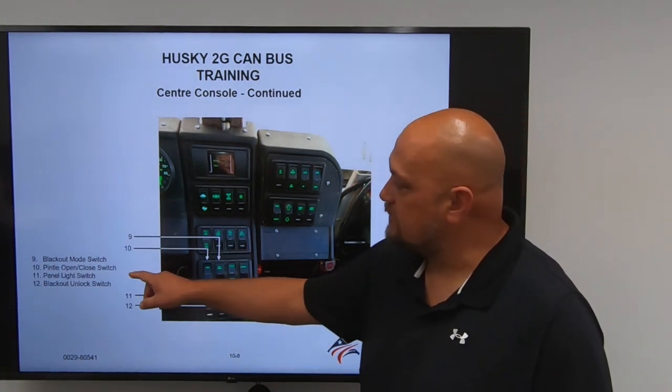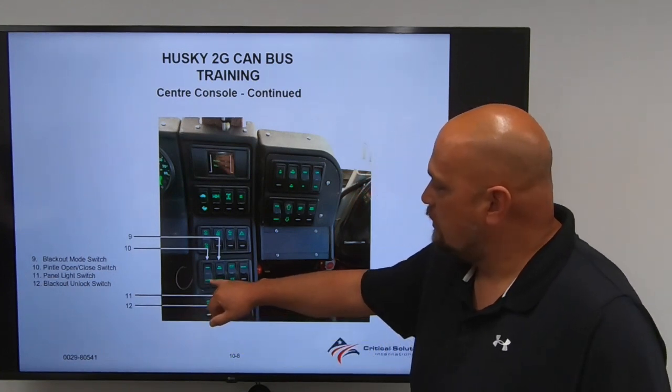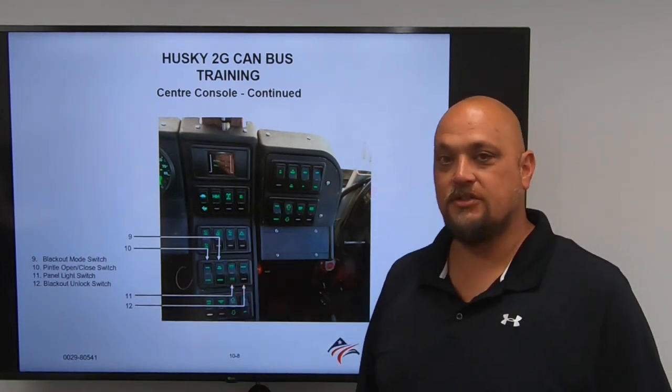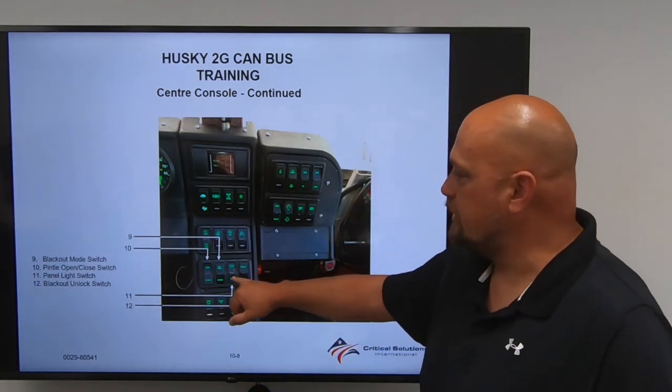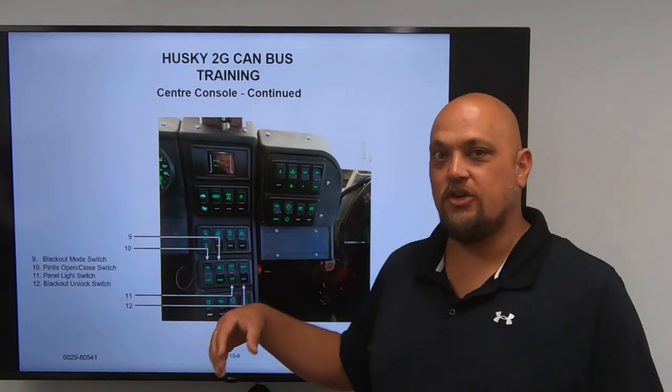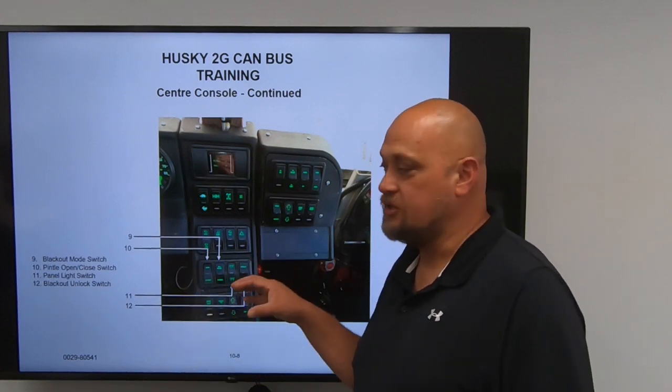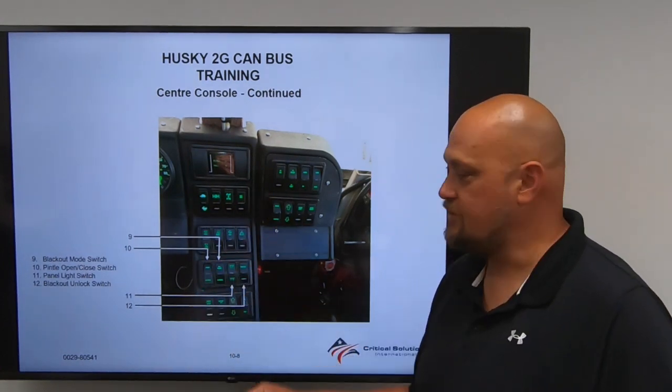Item 10 is pencil open close switch. You'll use this first switch to open and close the tow pencil. Item 11 is our panel switch. You can use this switch to increase or decrease the light produced by your control panel and gauges.